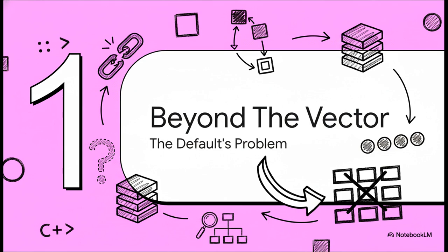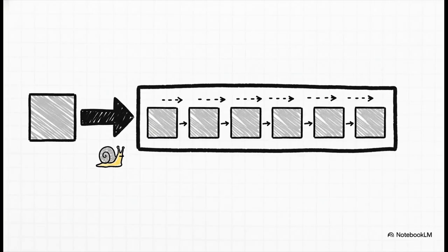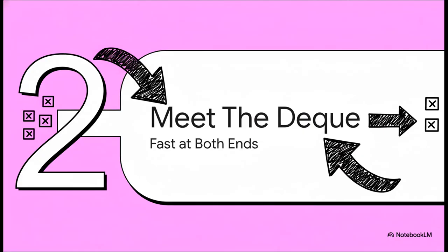All right, first up, beyond the vector. Let's really dig into the problem with our default choice. Okay, so here's the dirty little secret of std::vector. When you want to stick a new element at the very front, it's not a simple little operation. No, the vector has to take every single element that's already there and scoot it over one spot to make room. Think about that. If you have a million elements, that's a million separate moves. In big O notation, we call this a linear operation, or O(n), and trust me, it can get painfully slow.